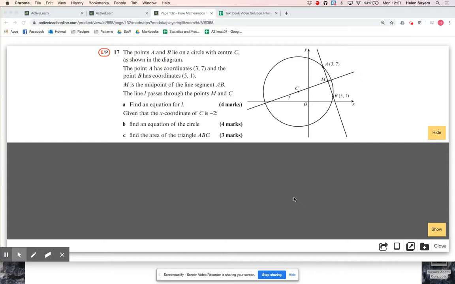Okay, we're looking at mixed exercise 6 from the first year core textbook. So this is on circles. Question 17, so it's an exam question and it's problem solving. So there's going to be a bit to think about here.